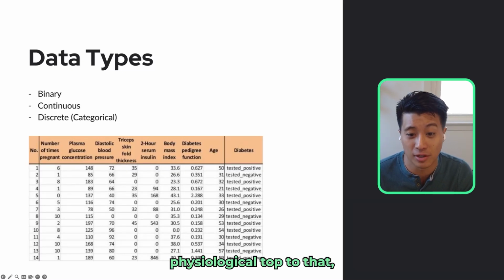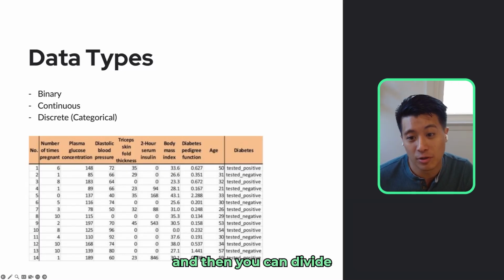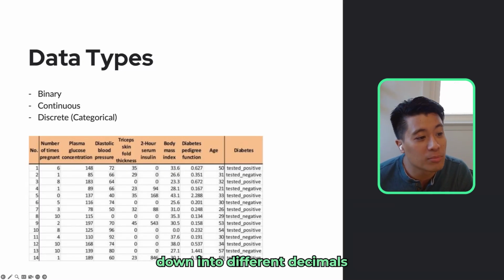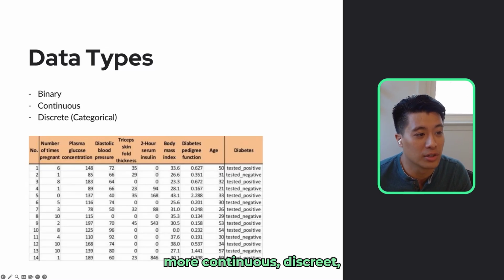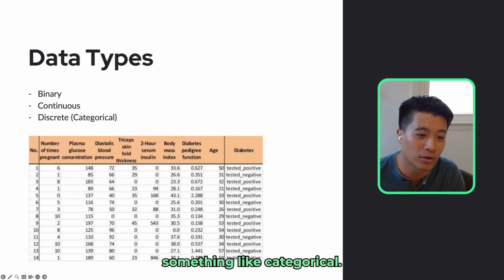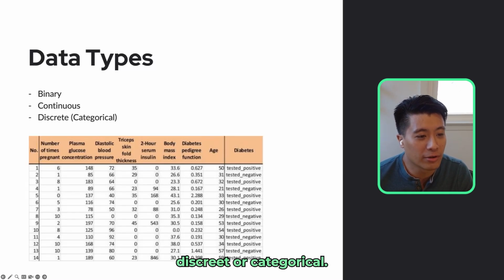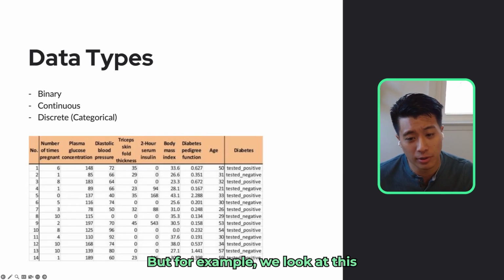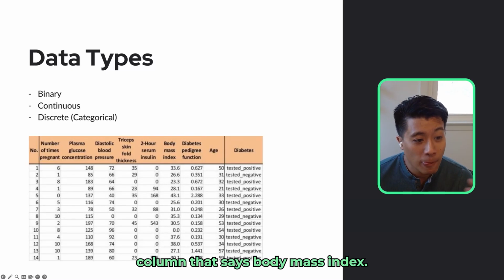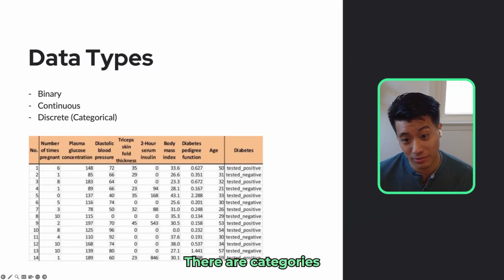Sure, there should be a physiological top to that. And then you can divide down into different decimals and stuff like that. So then that would be more continuous, discrete. Something like categorical. You could argue that age, if you do it by year, is discrete or categorical. But for example, we look at this column that says body mass index. I'm sure they're familiar. There are categories for body mass.